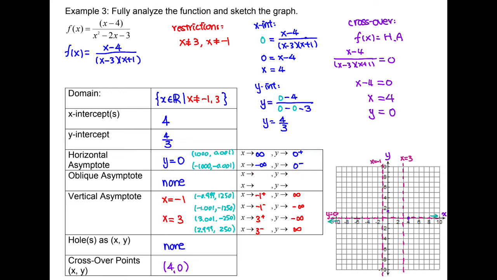For the vertical asymptote at x equals -1, on the right it is going up, and on the left it is going down. For the vertical asymptote at 3, on the right it is going down, and on the left it is going up. Now, let's connect all the information that we have to generate the sketch for the curve.